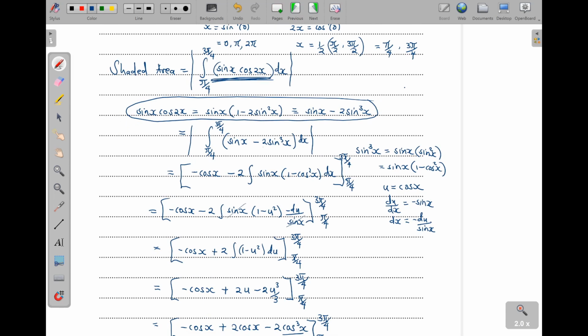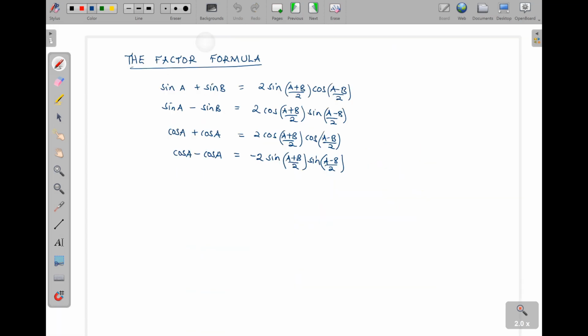Okay, now in our integration here, we are having sine then cosine, but the big angle is on the cosine. So if the big angle is on the cosine, let's go back to our factor formula. Where do we find sine and cos, and cos is the one with the big angle? Sine and cosine, they are here and here. So the big angle comes from the plus. Okay, so that means this is the one we are going to use here. So 2 cosine of a plus b over 2, then sine of a minus b over 2.